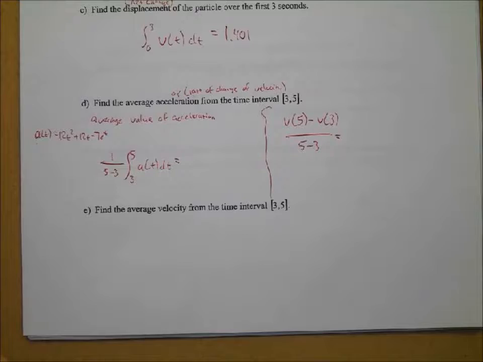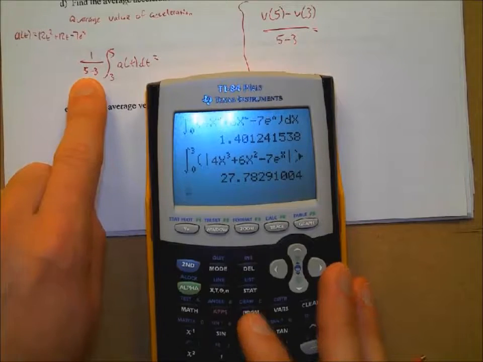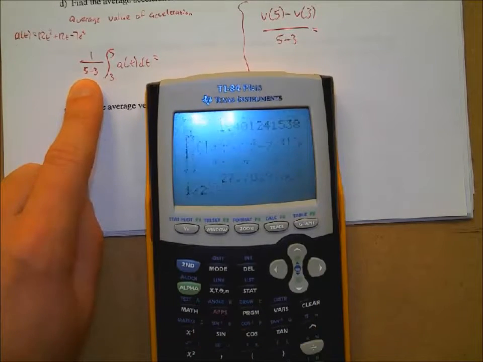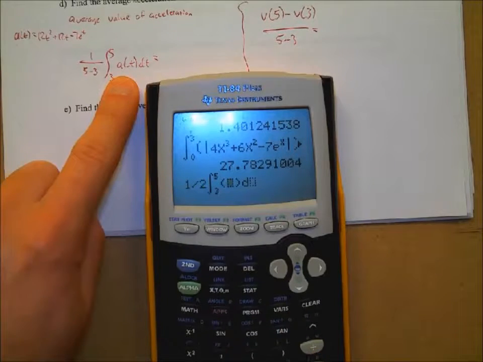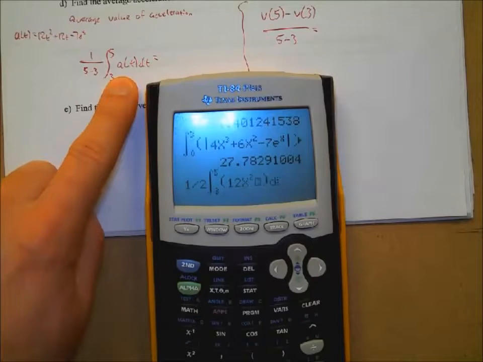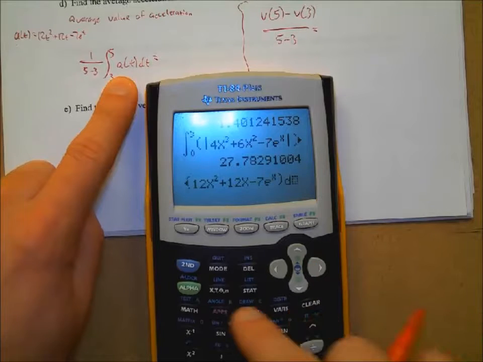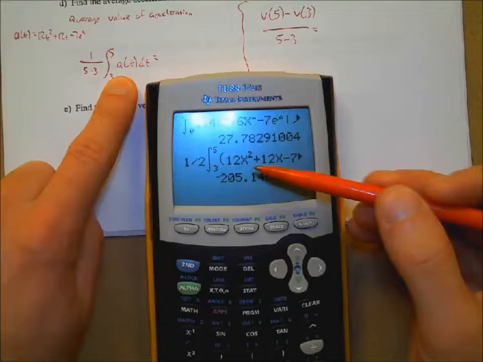Okay? So I'll go ahead and just do this all at once. Please be careful when you type this in your calculator. Please don't forget that 1/2 out front. Please do not forget that. Very easy to do. Okay, so acceleration we said was 12. So I get negative 205.147.